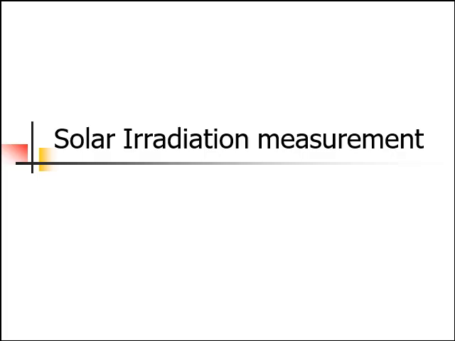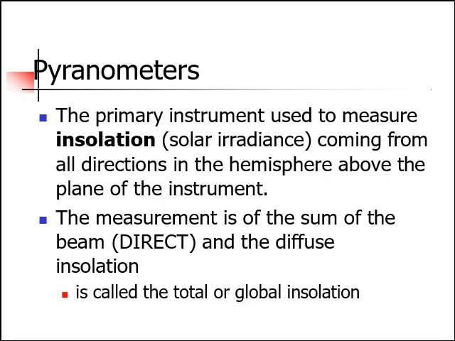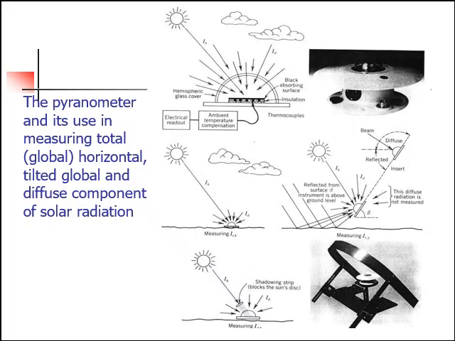Now we will talk about how we can measure the solar irradiation and what the units should be. One of the primary instruments to capture solar irradiation is the pyranometer. It measures both the direct or beam solar irradiation and the diffuse insolation. Let's see how the pyranometer captures the solar irradiation.